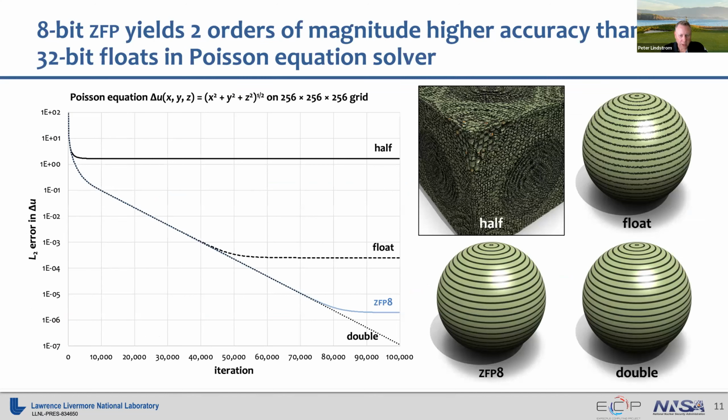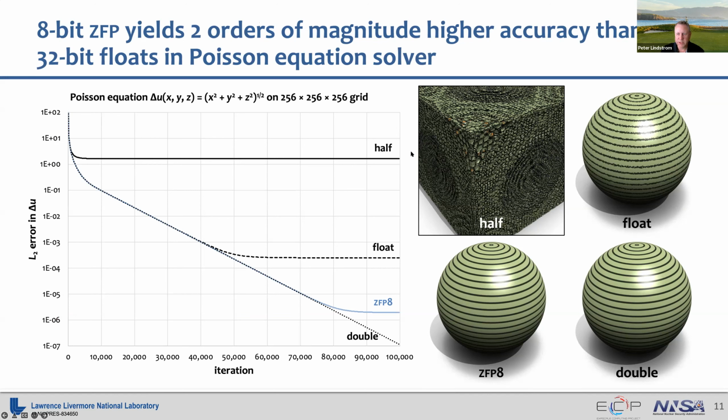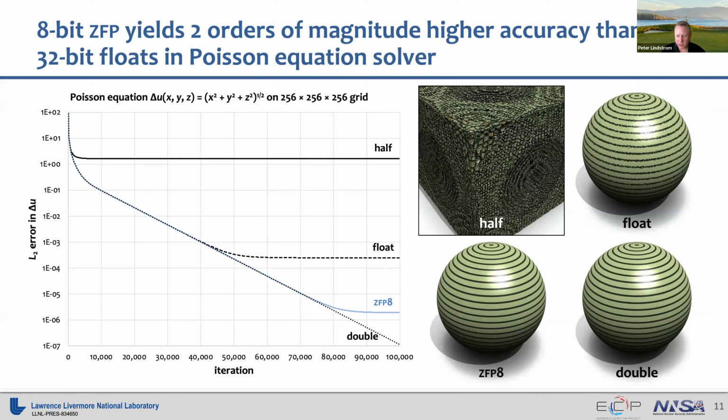So what we're showing here is we're solving a particular PDE, the Poisson equation, on a 256 cubed grid. And what you're seeing on the right here are actual visualizations of the Laplacian that's been prescribed to be radially symmetric here. So you want these to be perfectly spherical. We're seeing that with half precision, we essentially just get garbage out. Even with single precision, you can see some clear artifacts here in the bounds across the sphere. And using ZFP at only 8 bits per value, you essentially get a perfect result.